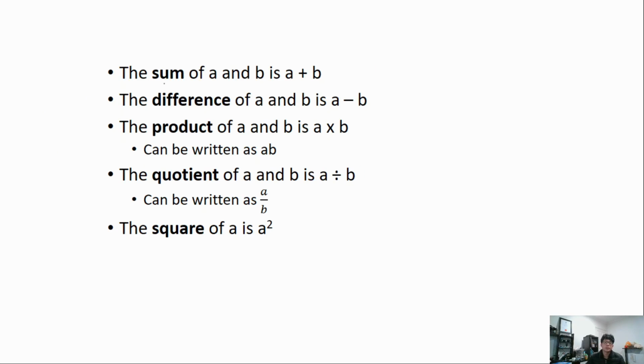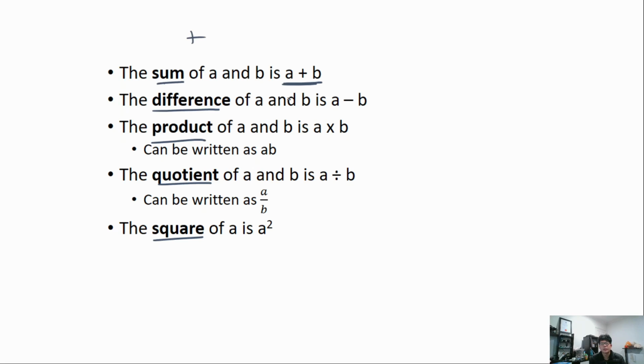Alright, now moving on, just before we get to some more questions, we need to know a few key terms again. So we need to know what sum means, what difference means, what product means, what quotient means, and what square means. So the sum of a number just means plus or addition, so the sum of a and b is a plus b there. Make sure you do know these words.